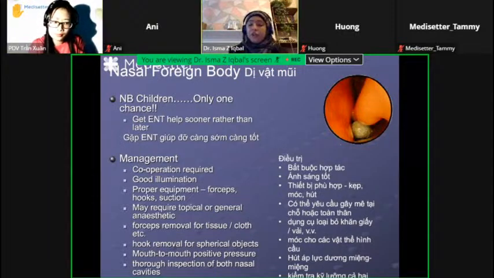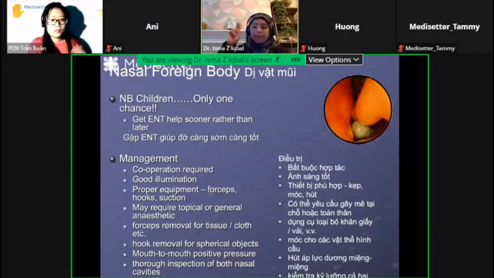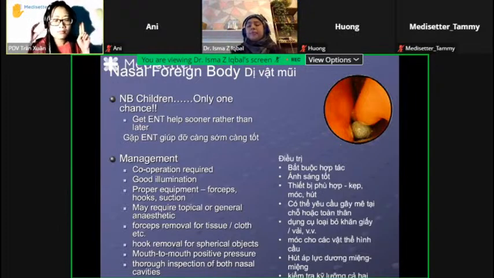And if you are unsuccessful, then you would need to anesthetize the child and do the procedure in the operating theatre.